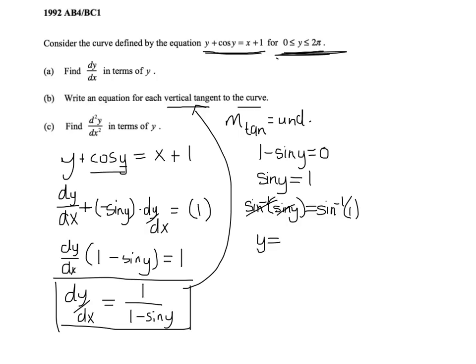Think about the unit circle from 0 to 2 pi. When is sine going to be equal to 1? Well, I can only think of one place. That'd be pi over 2. So that's going to be your solution, at y equals pi over 2.